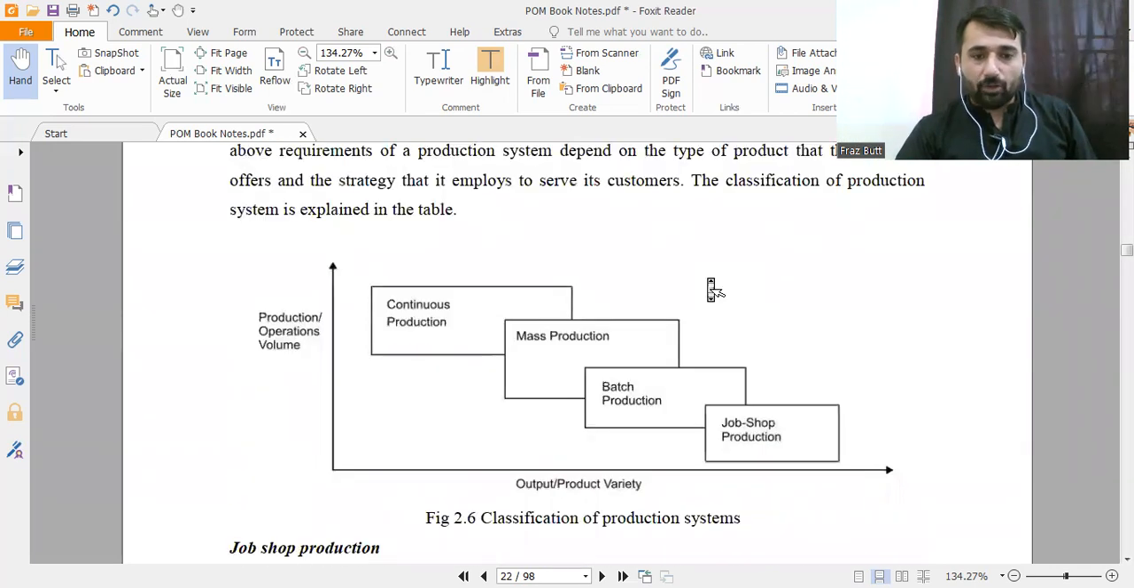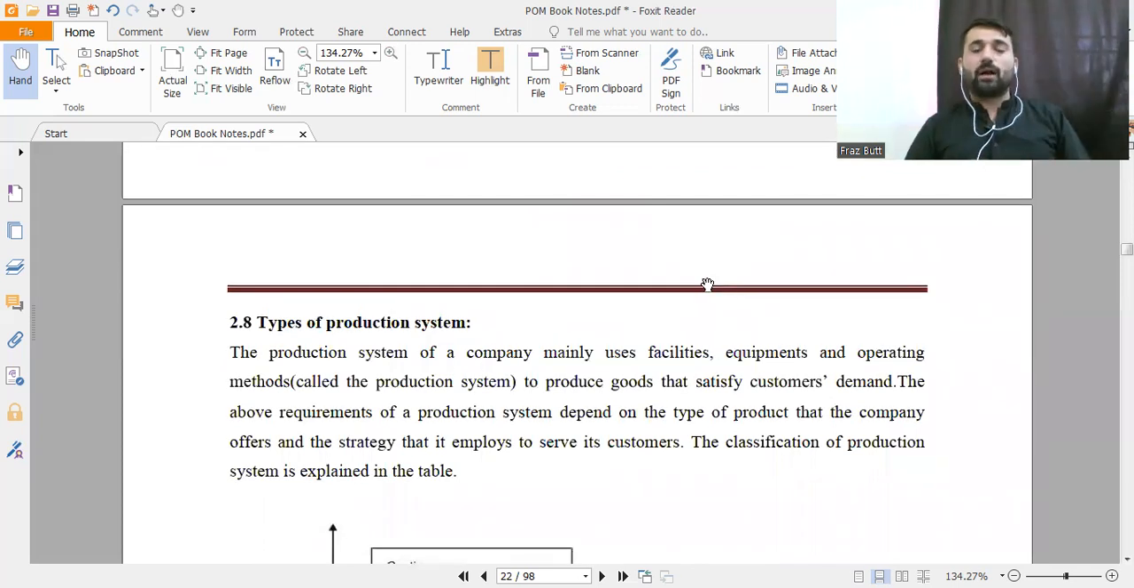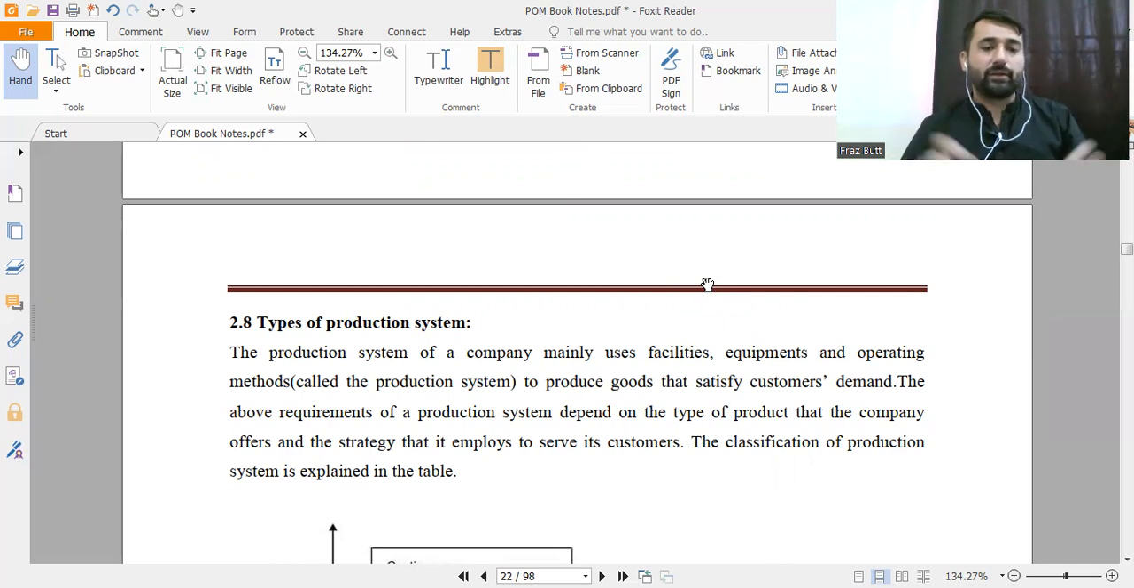And then types of production system. I will also debate the types of production system, but in very minor detail. You are supposed to go through the book and read those topics and listen to my lecture, so that things would be easy for you. So let me end this lecture here.